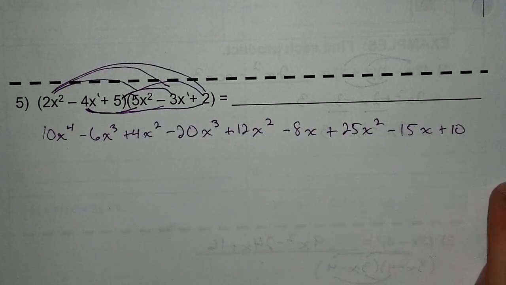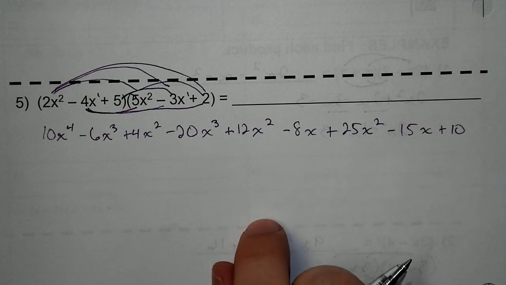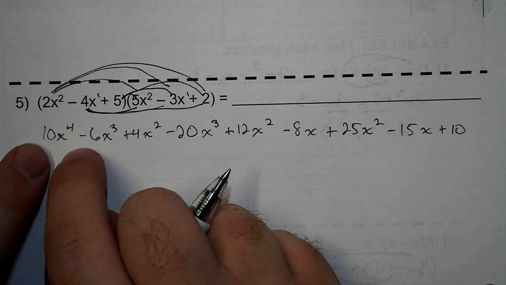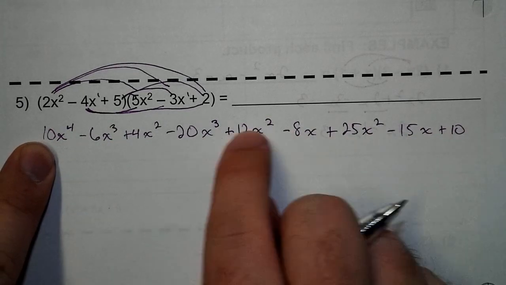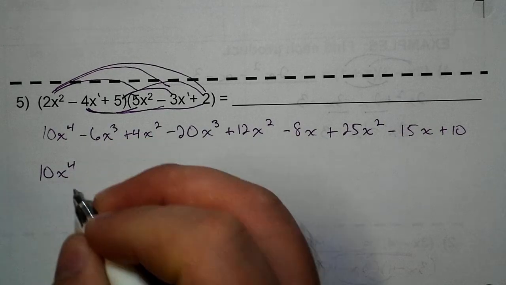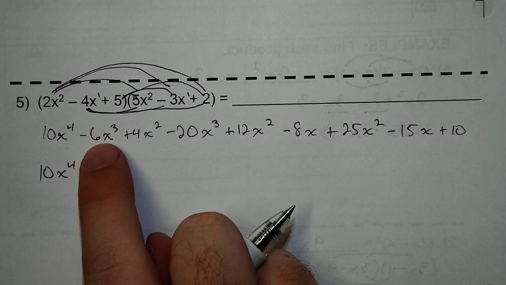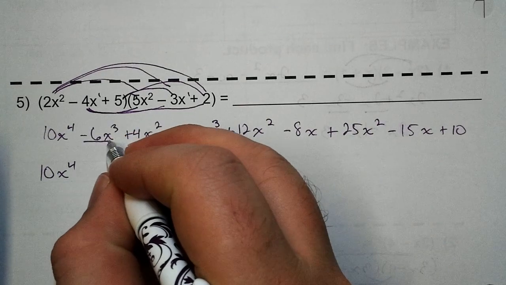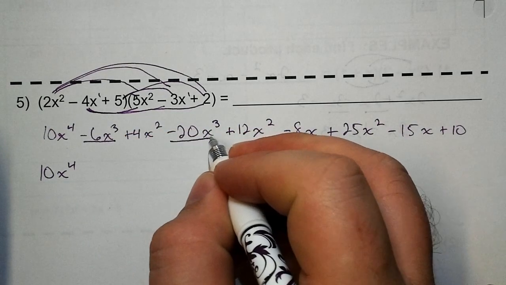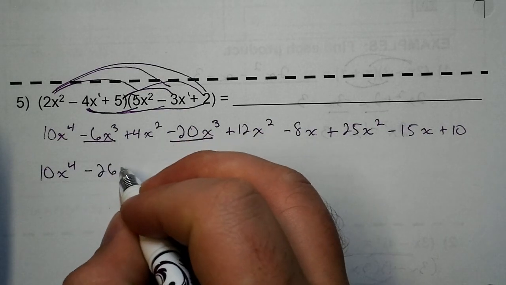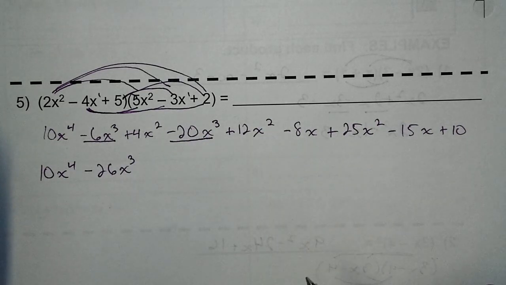Now, look at all these digits. Don't let this freak you out. Start out with your highest exponent and work your way down. Well, my highest exponent is 4, x to the 4th. I look across, I don't see any more x to the 4th, so this one is just going to come straight down, 10x to the 4th. Now go to your next highest exponent. I have an x to the 3rd here, an x to the 3rd here, so negative 6x minus 20x, negative 6 minus 20 will give me negative 26. So we have that as my x to the 3rd.